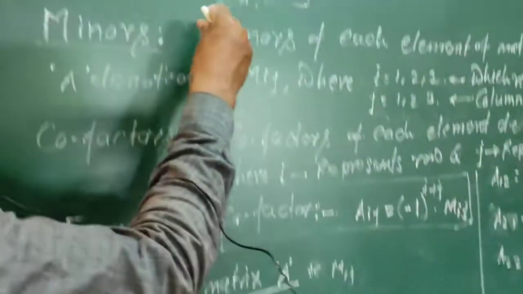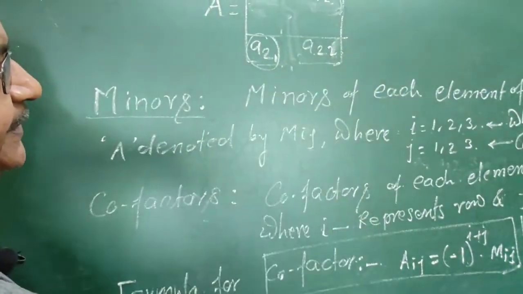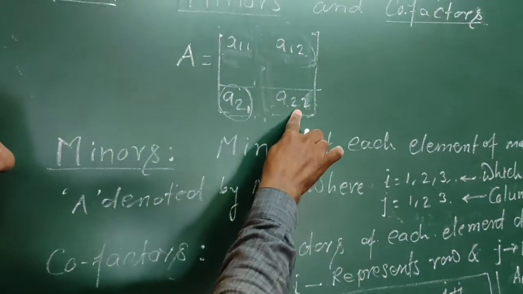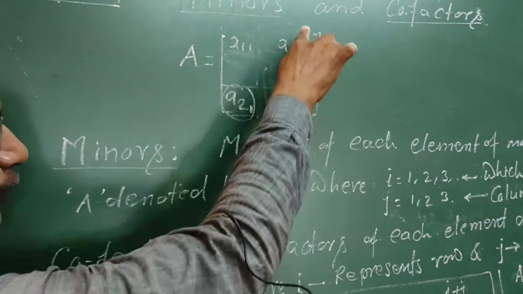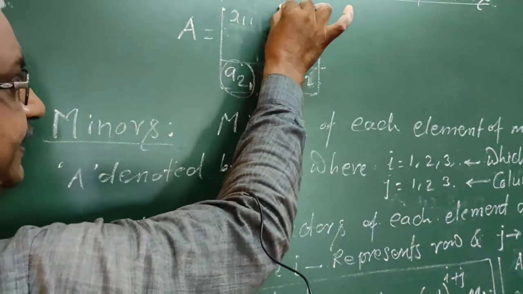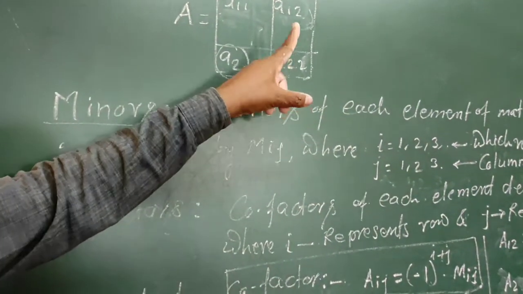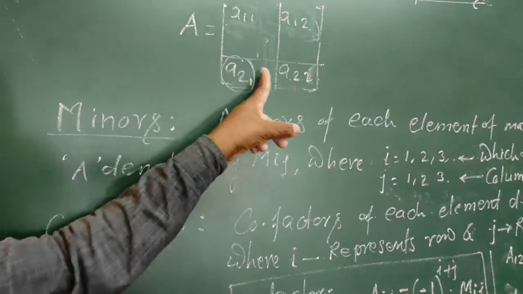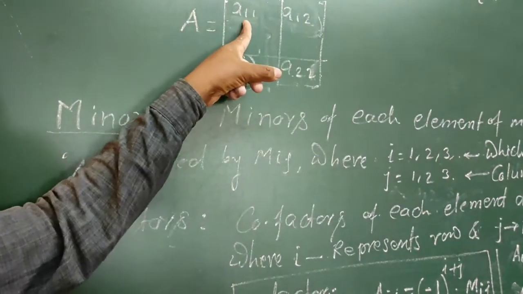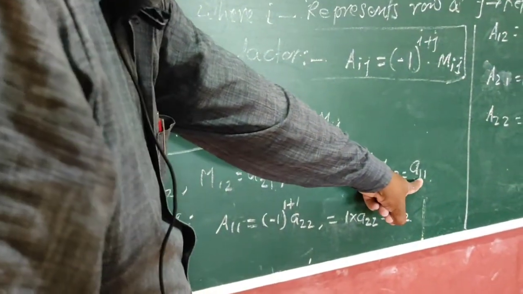Next, the last element is A22. What is the position of this element here? This is the element in the second row and second column. So we want to find out the minor of this element. Again we use the same process. We delete the elements in the row and column. So what is left here? A11. So minor M22 is A11.